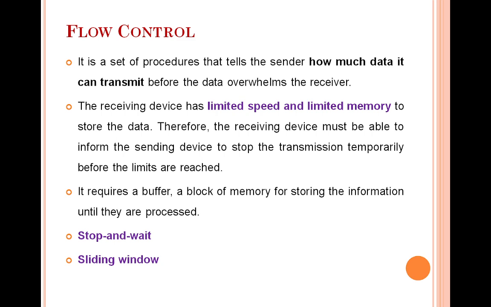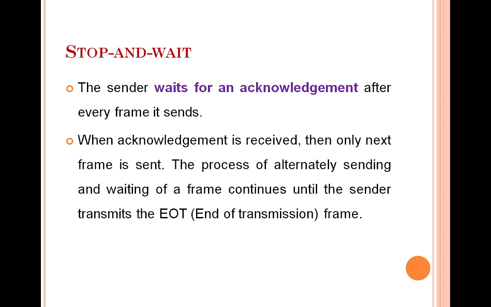There are two different types of flow control techniques: the stop and wait protocol, and the sliding window protocol. Stop and wait means that each and every data frame is sent from sender to receiver. If it is successfully received, then the receiver will send an acknowledgement. If it is not successfully received, it will send a no acknowledgement signal.